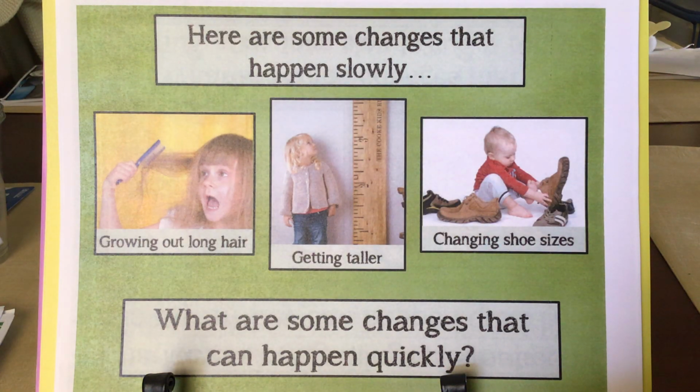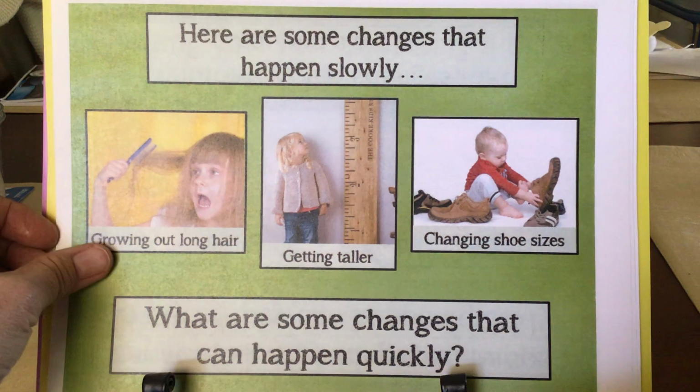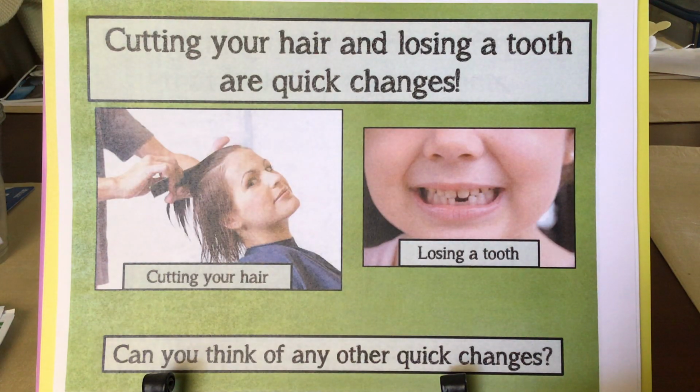Here are some changes that happen slowly. When you're trying to grow your hair out long, when you're getting taller, when you're changing shoe sizes. Those are things that happen very slowly. But what are some changes that can happen quickly? Well, cutting your hair and losing a tooth are quick changes. Can you think of any other quick changes that might happen? Think about that for a minute.